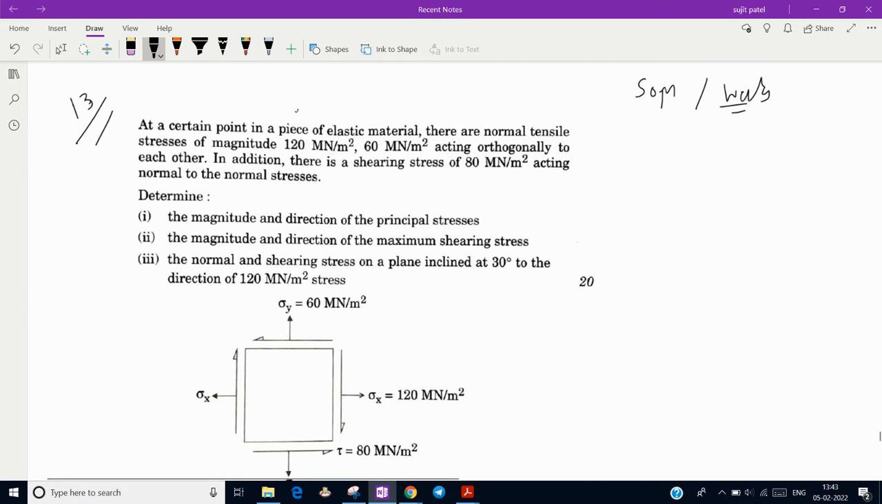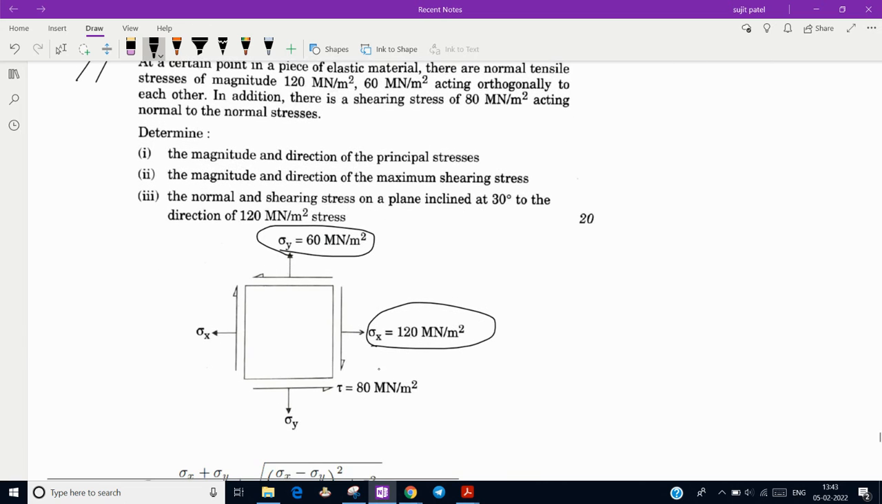So here in the first question, I'm not going to read the whole data because you already have the data. The magnitude of stresses: sigma x is given as 120 megapascal tensile, sigma y is 60 megapascal tensile, and shear stress tau is 80 megapascal. We have to find the magnitude and direction of principal stresses, the magnitude and direction of maximum shear stress, and the normal and shearing stress on a plane inclined at 30 degrees to the direction of 120 meganewton per meter square, that means with respect to the positive x-axis.